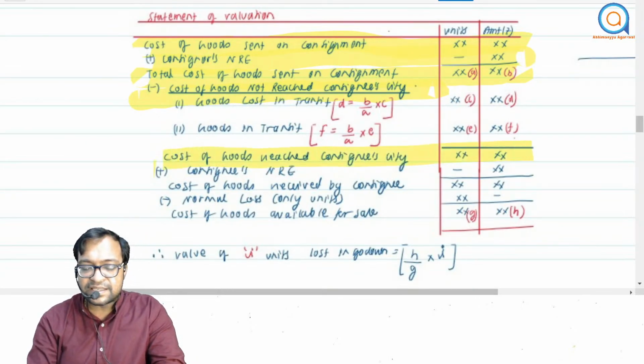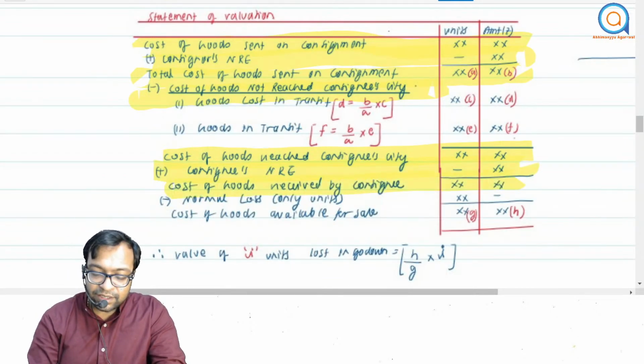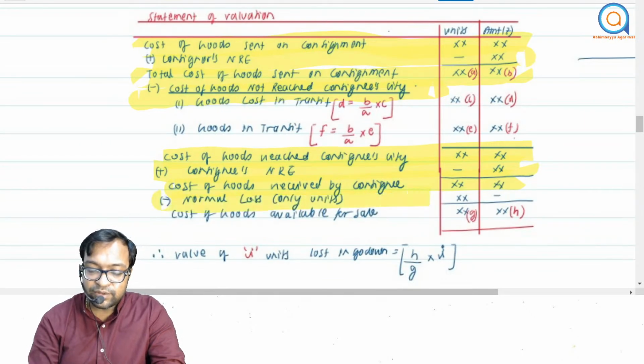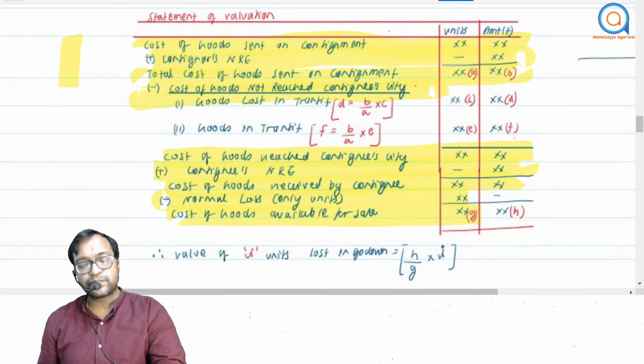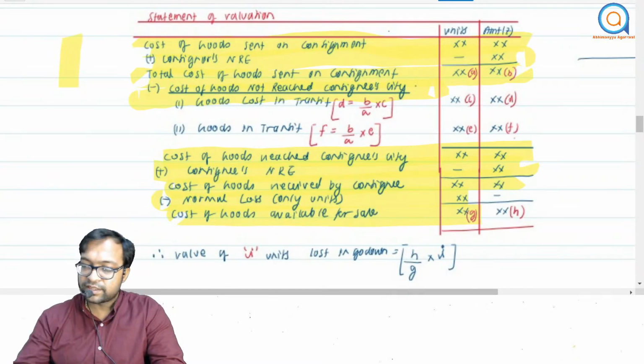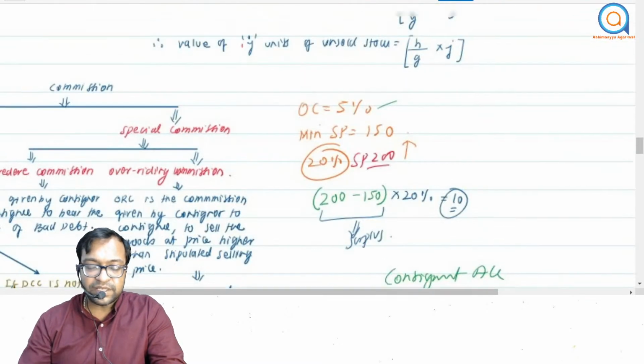Then add consignee's non-recurring expense. You will get cost of goods received by consignee. Deduct normal loss, only units. Then you get cost of goods available for sale. Then you can do the valuation. Correct? Now the consignee gets commission.